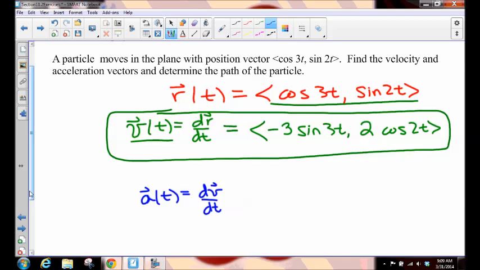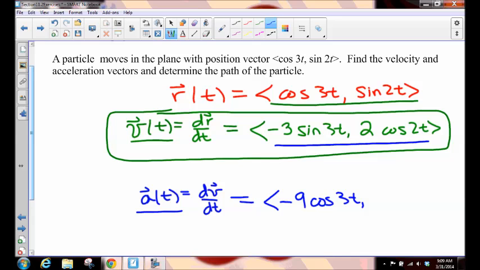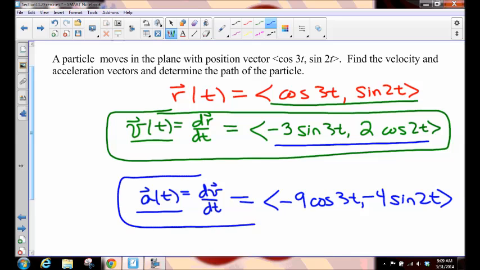And now, to find my acceleration vector, I'm going to take the derivative of this term by term. So this is going to give me negative 9 cosine 3t, comma, negative 4 sine 2t.